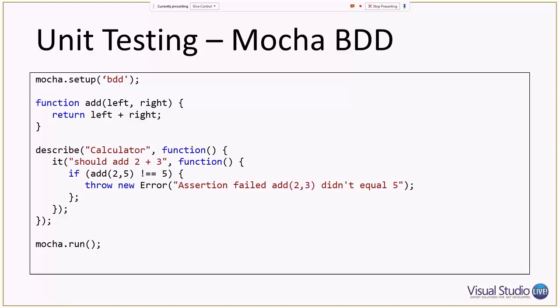The other style is a BDD style, and it actually is no different except for the way the functions are named. Before, this was called suite, and the it tag was called test. Now we're saying describe the calculator, and then it should add 2 plus 3. This is designed to be much more readable, so that you can read together the describe a calculator and it should. If you're into that fluent naming where you can read the variables and the strings together as one full sentence, this might be a little more appealing to you.